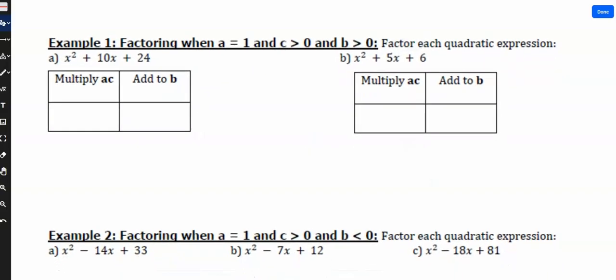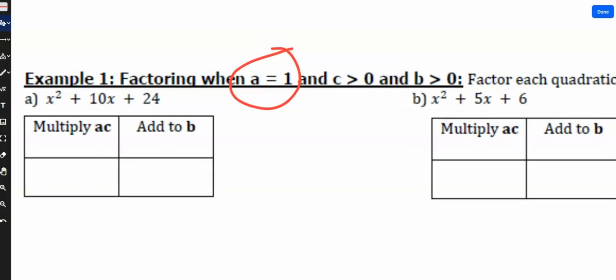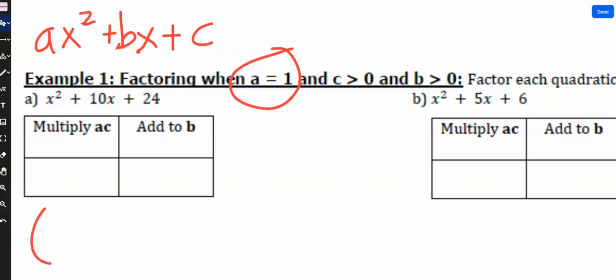So, when a is equal to 1, that's the big deal here. So, we know we have ax squared plus bx plus c. We want to break this into two parentheses.